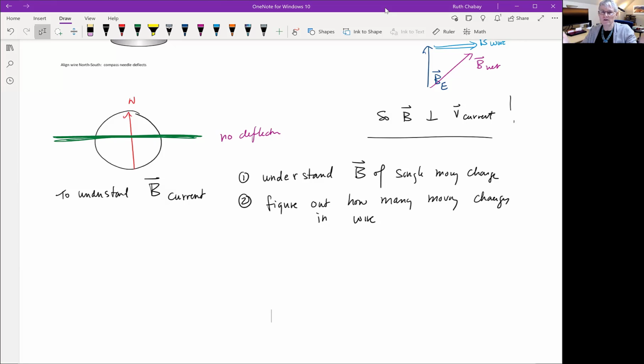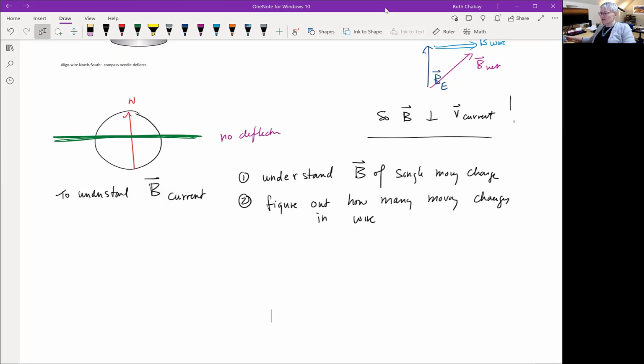So we're going to talk about steady currents in a single direction, called DC, direct current, and moving charges. And we'll define what all that means in a few minutes.